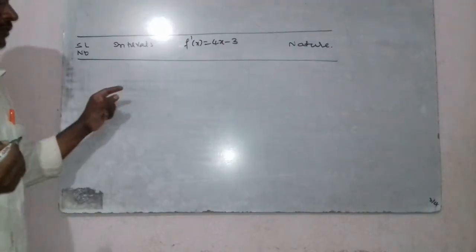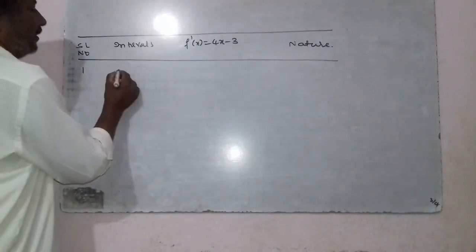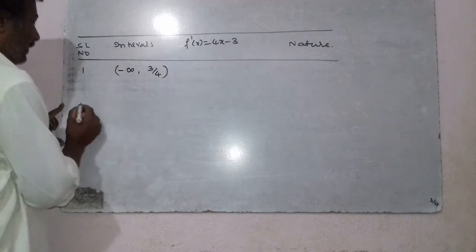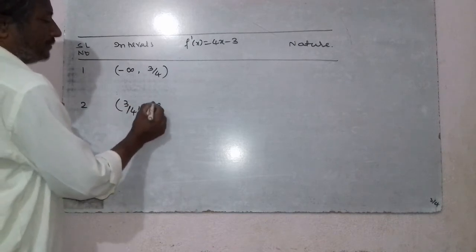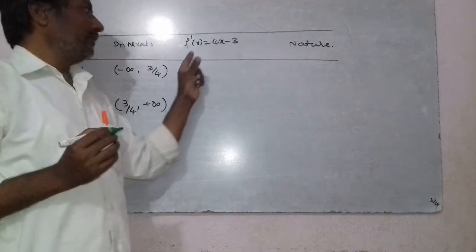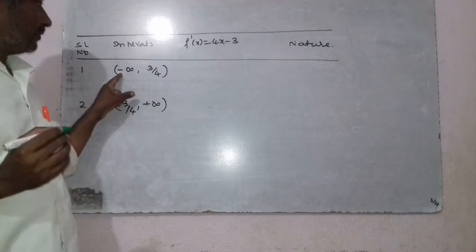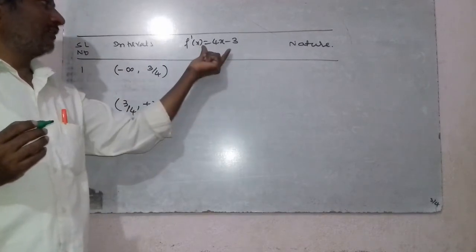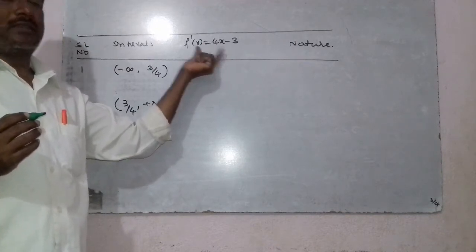So the obtained intervals here are minus infinity to 3 by 4 and the second one, 3 by 4 to plus infinity. So we have to check the nature of the function within these intervals. So just substitute some integer values in this equation and check the positive or negative sign of this f dash x.